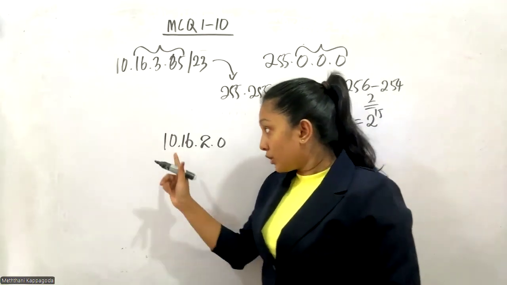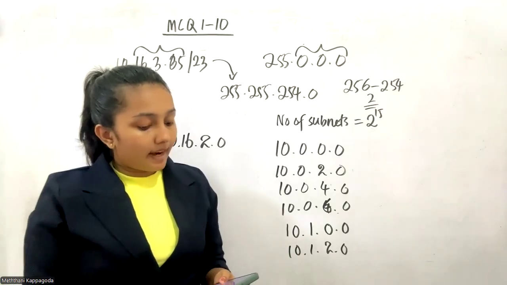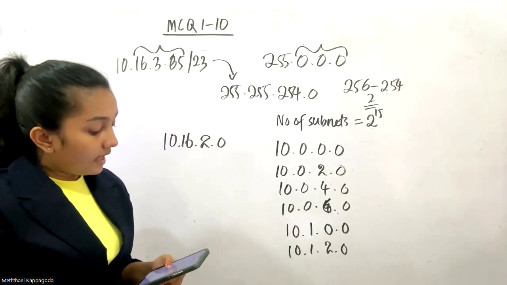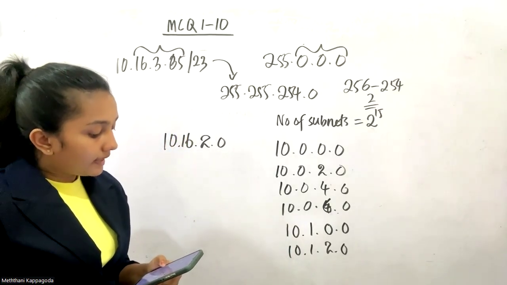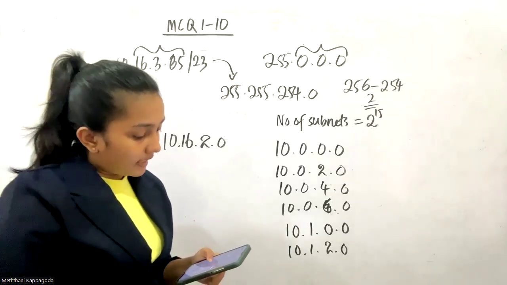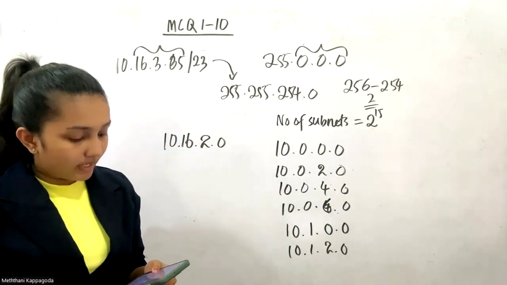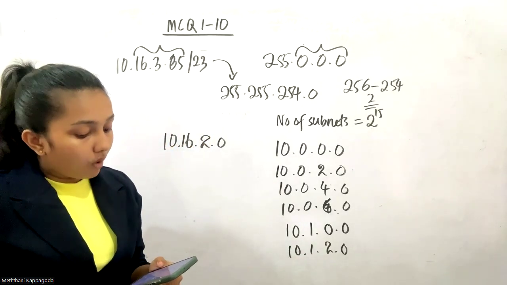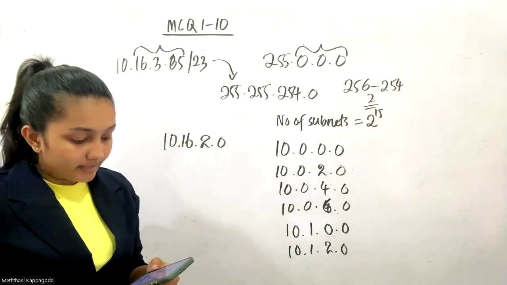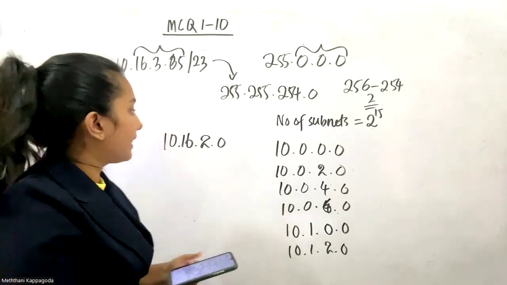Okay. So this is the network address. What they are saying, the subnet address, means the network address, is 10.16.3.0. That is incorrect, children. It should be 2.0. Second one, the subnet address is 10.17.3.0. That is incorrect. The lowest host address in the subnet is 10.16.2.1. That is correct.